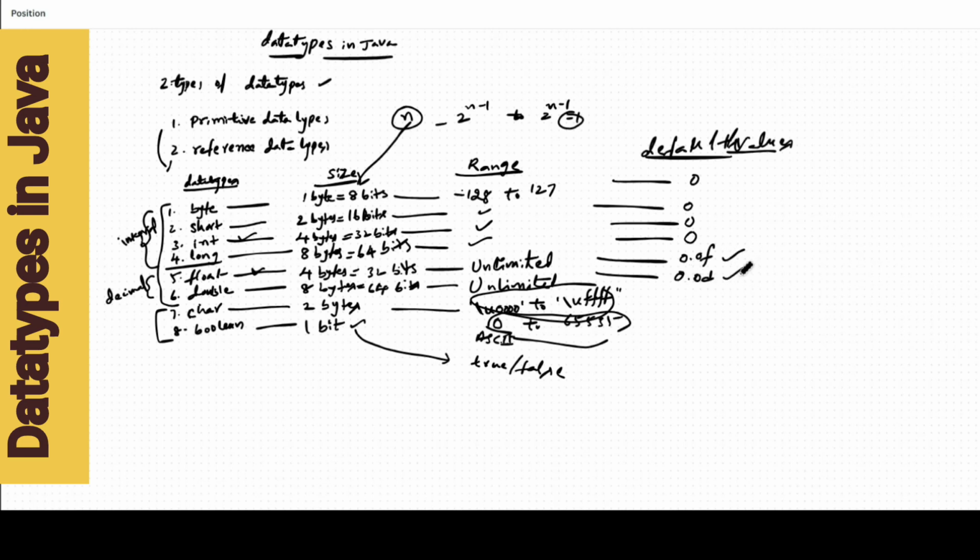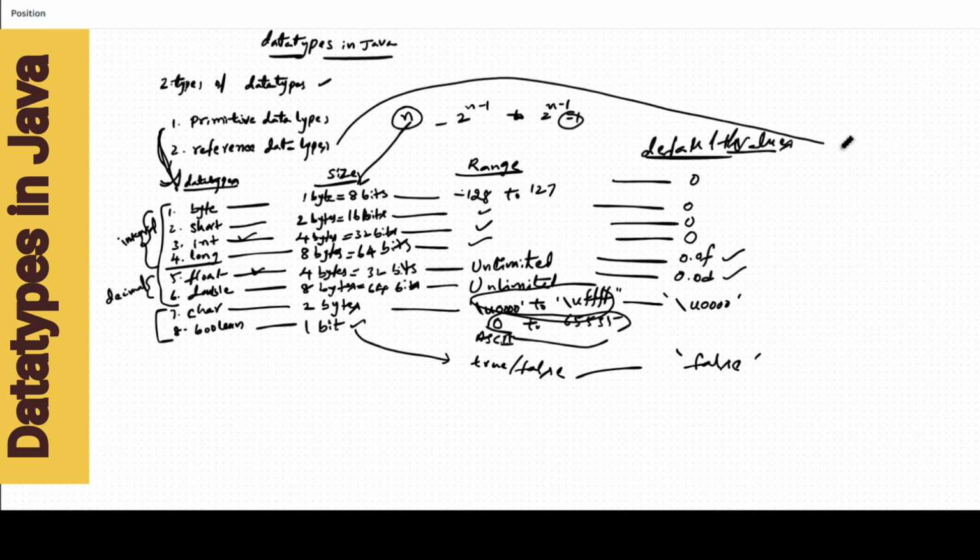So what is this f and d? We'll see practically when you are practicing it. For char type it is null, the first character null. And for boolean it is false. False is the default value. So this is all about primitive data types.